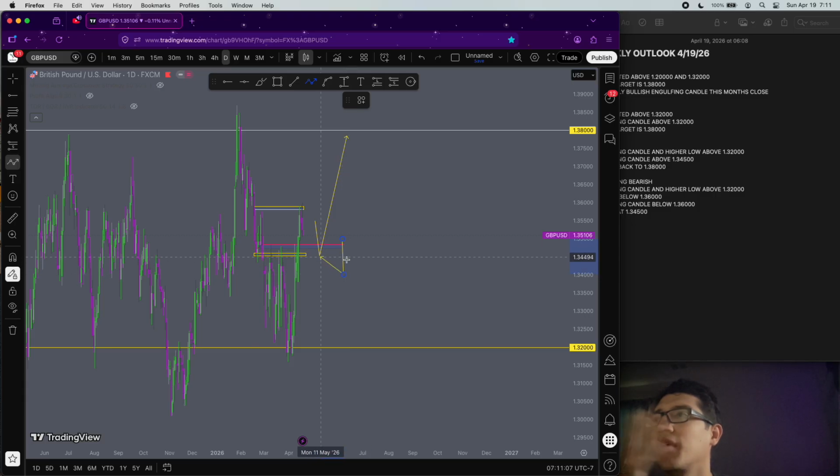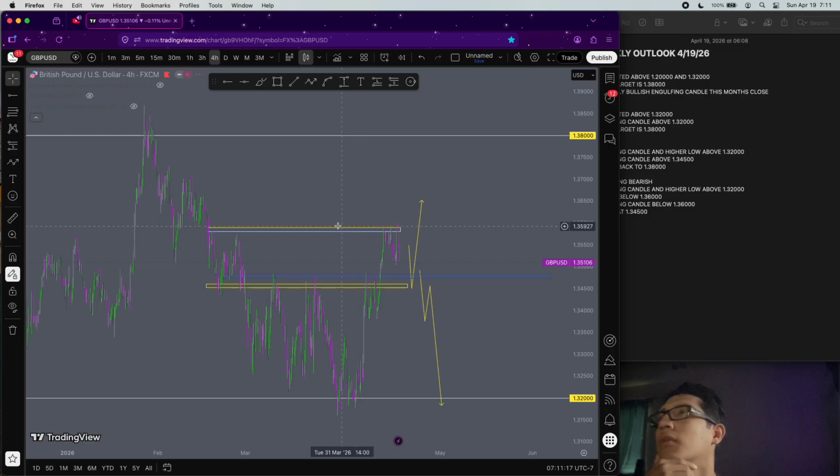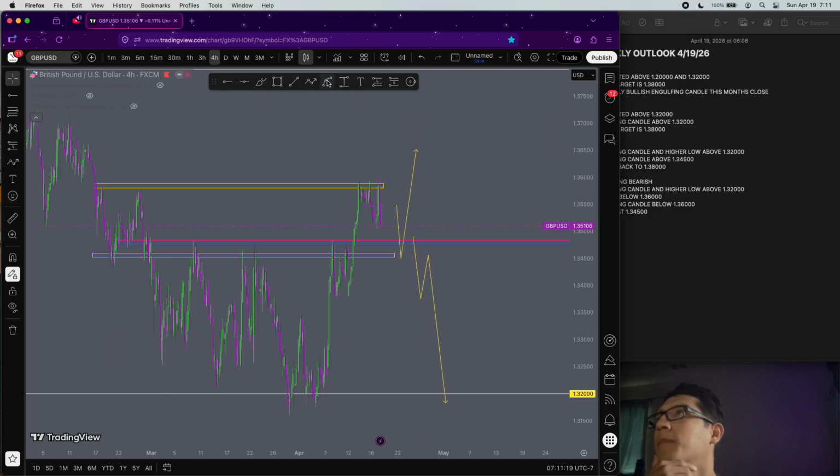Or it could break below, create the bearish engulfing candle, and continue bearish to 132. And that's what I had marked up right here on the 4-hour. As you can see, price tested its previous area of strong supply on the 4-hour supply, tested it and respected it, failed to keep on breaking highs.